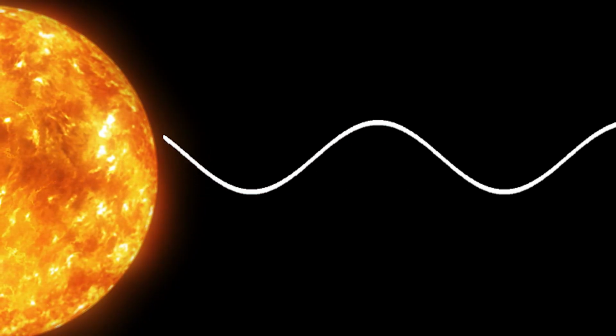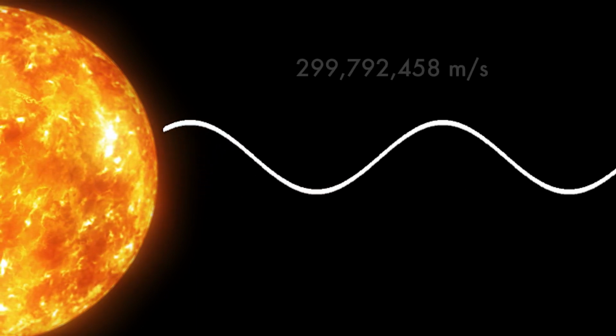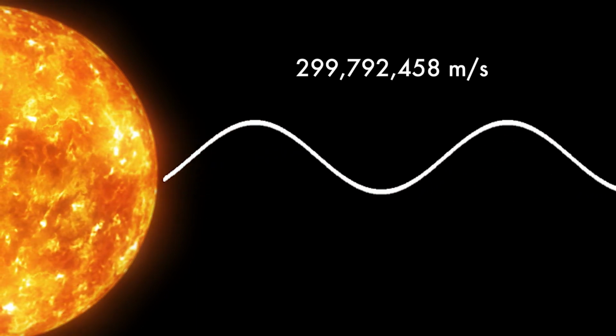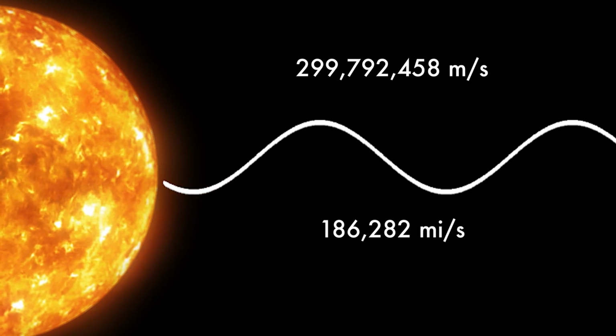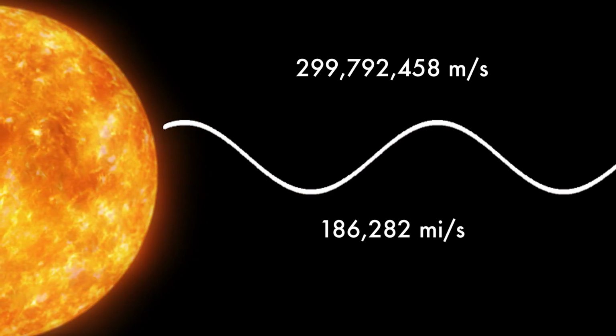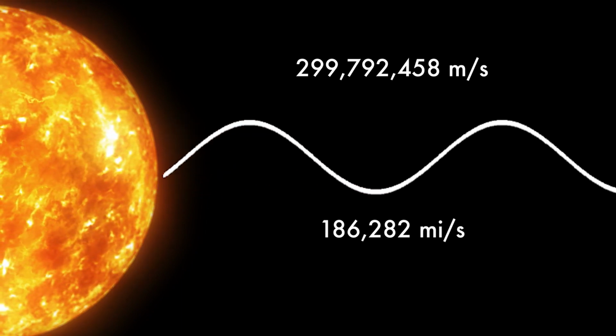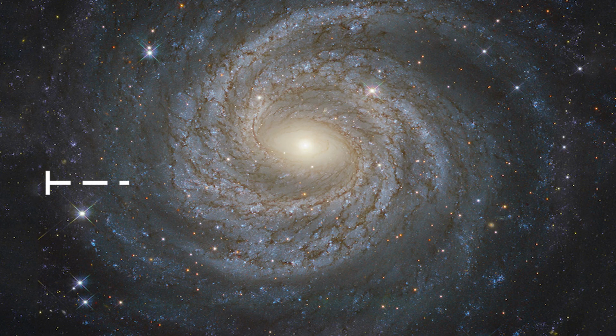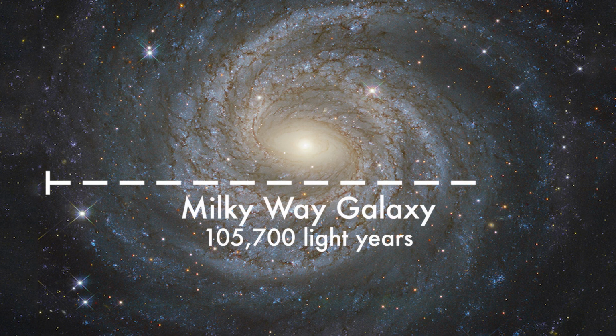Nothing can go faster than the speed of light. It travels at nearly 300 million meters per second, 186,000 miles per second. This becomes a very handy measuring stick for astronomers because distances in space are so large. Astronomers often use the distance light can travel in 1 year, called a light year, as a unit of measure.